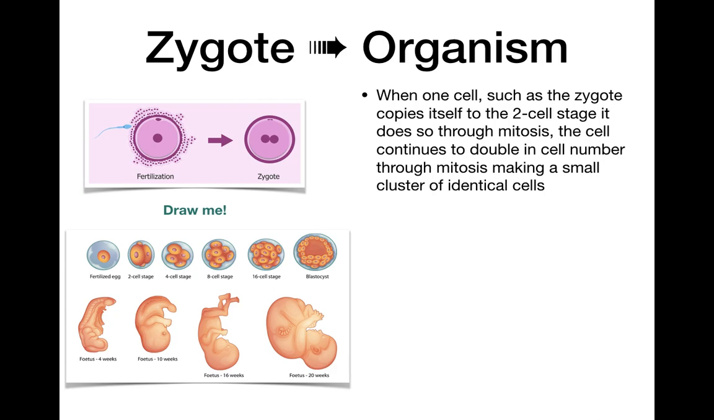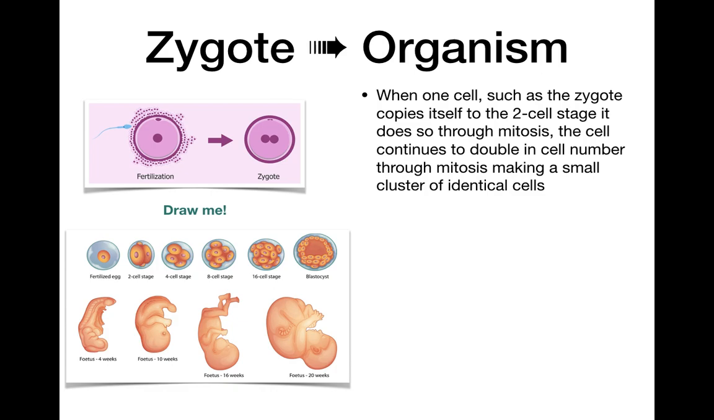So when you have a single cell, such as a zygote, when you want it to copy itself from 1 cell to 2 cells, that process, a copy cell, is called mitosis. Remember, mitosis is a cell going from 2 copies of the DNA to making 2 daughter cells, both having 2 copies that are identical. So we're making more and more cells that are exactly the same through mitosis.